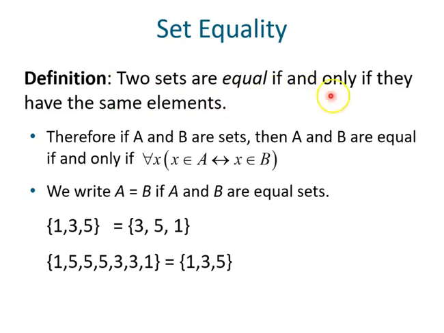Definition. Two sets are equal if and only if they have the same elements. So, A and B are equal if and only if for any x, x belongs to A if and only if x belongs to B. For example, the set with elements 1, 3, 5 is equal to the set with elements 3, 5, 1, and these two sets are equal because repetitions don't matter for sets, and the order of the elements doesn't matter.